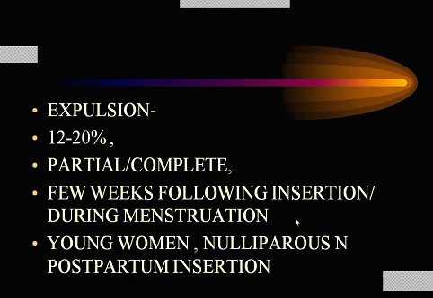So this is the expulsion rate. 10 to 20% will be the expulsion rate, sometimes partial and sometimes complete. It occurs a few weeks following insertion, and during menstruation also it can be expelled. Expulsion is commonly seen in young women, nulliparous women, and postpartum. When you insert during the postpartum period, this is common. It is expelled within a few weeks or during menstruation.